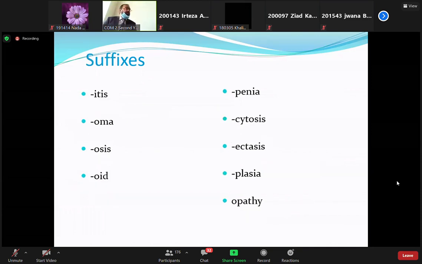Then we have suffixes. Suffix means at the end of the word. If you have itis, it means inflammation: appendicitis, cholecystitis, prostatitis. So if the word ends in itis, we are talking about an inflammatory process. Oma means tumor, not cancer. There is a difference between cancer and a tumor. A tumor could be benign or malignant. If it is benign, it's not cancer. If it is malignant, yes, it is cancer. So tumor has a broad meaning, including both benign and malignant.